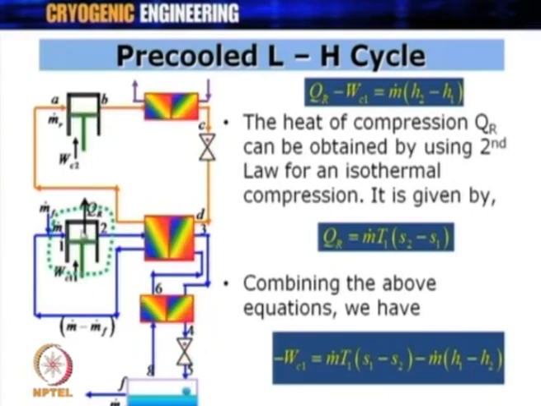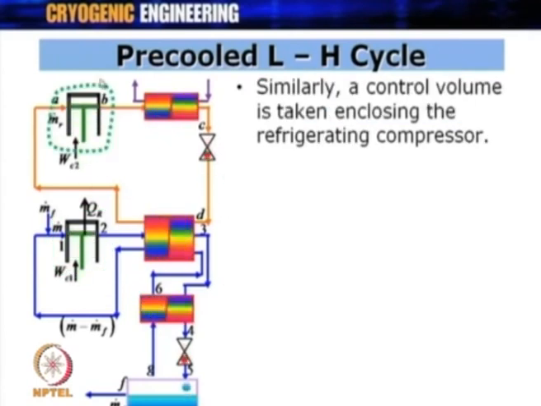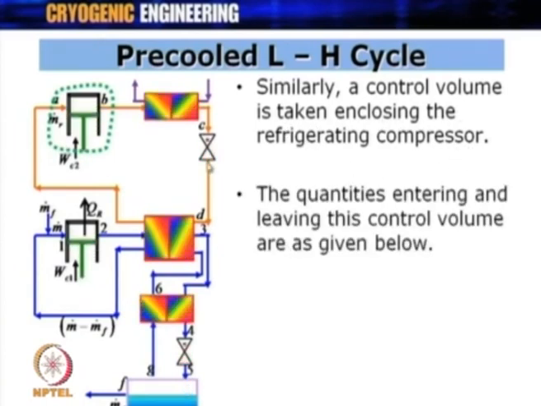In addition to this, we got one more compressor, and we have to supply the work to this compressor also. However, we have assumed that this compressor works in an adiabatic fashion, that means Qr for this compressor is equal to 0. Similarly, now let us have a control volume for this compressor. A control volume is taken including the refrigerating compressor at this point in this circuit. The quantities entering and leaving this control volume are as given below.